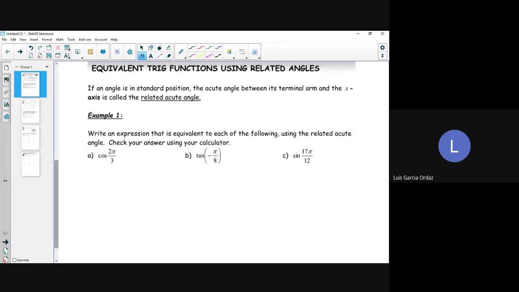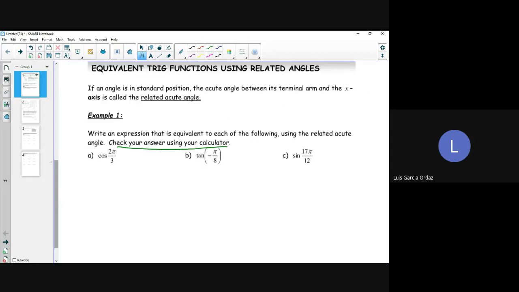So we're going to just refresh our memories with our related acute angles. If the angle is in standard position, the acute angle between its terminal arm and the x-axis is called the related acute angle. And we learned about this last unit. So we want to write an expression that is equivalent to each of the following using the related acute angle, and check our answer using a calculator. We don't really need this part.